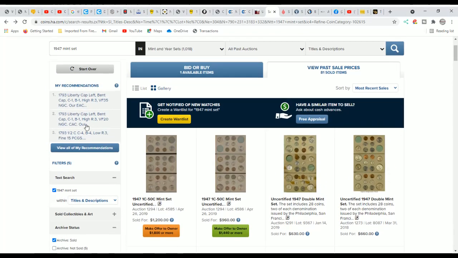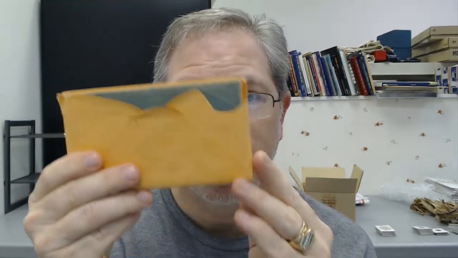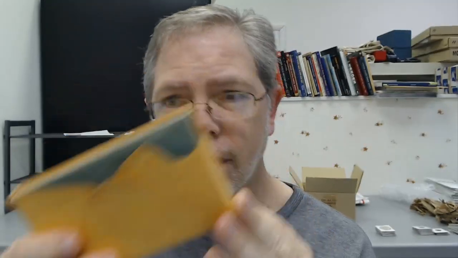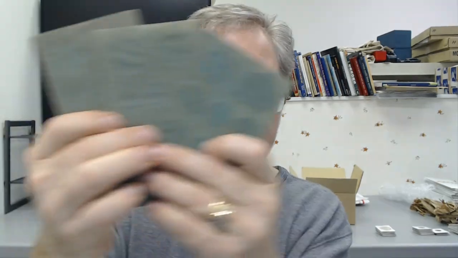So let's take a look at this set here. We're going to reveal it. First off, it came like this, and I bought it, and here's the back, and it's a little torn. The envelope is not in great shape, and I don't have one to replace it. So you take this out, and this is what they look like right here. And that's why they toned, because they had this cardboard. But here's the first, second, and third. We're going to look at three different holders here. There's all three of them.